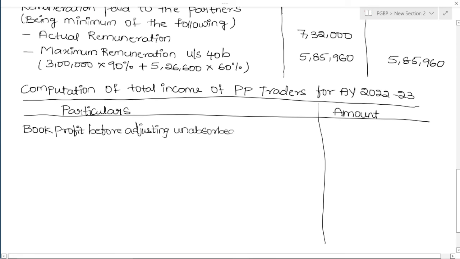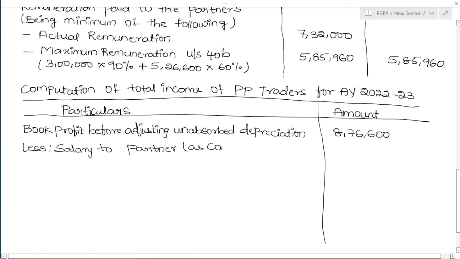So how much? 8,76,600. From that we have to deduct the remuneration allowed under section 40B, right? That we will deduct, because that's the only sensible expenditure to be deducted. So let's do that first. Less: salary to partner as computed above. We computed it above, right? 5,85,960.